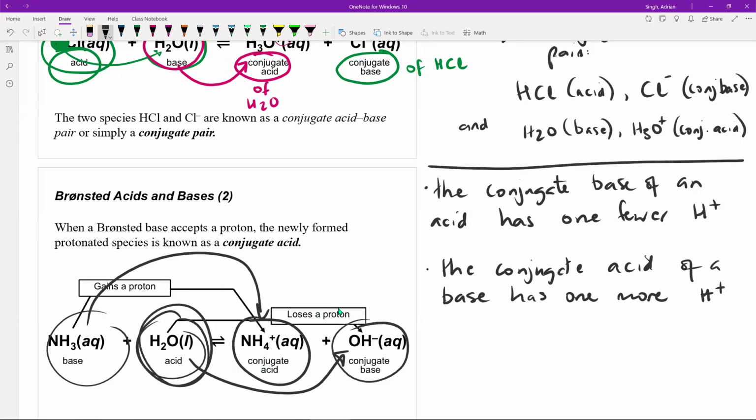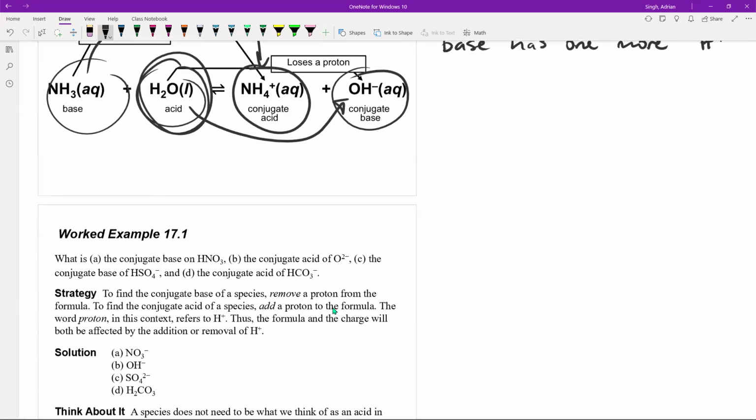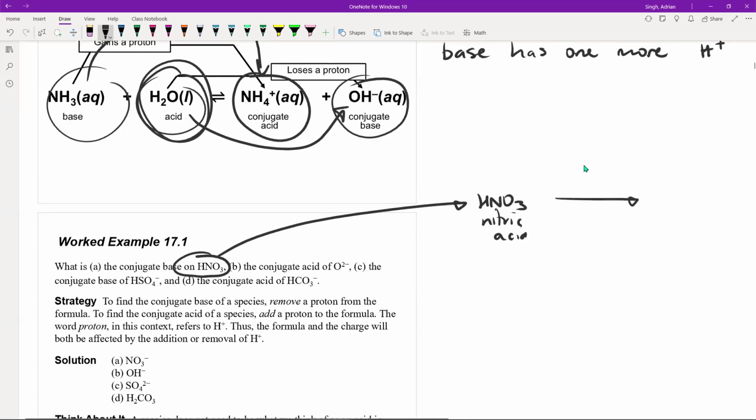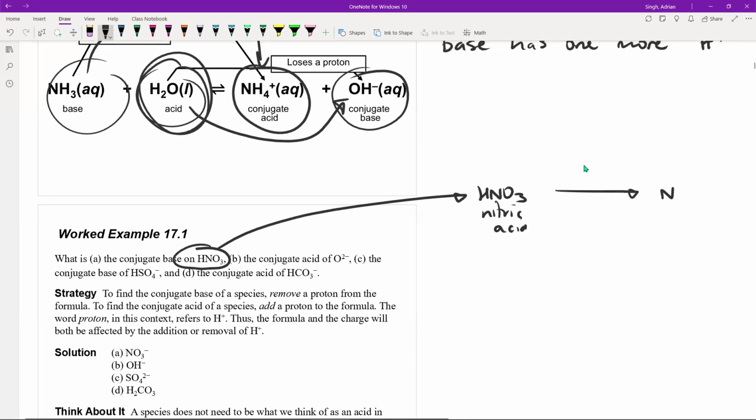For a given reaction, for example, we can say what they are, or as in this case here, it says what is the conjugate base of HNO3? It's HNO3, that's nitric acid. Here, the conjugate base of this, if we go back up here, is going to have one fewer H plus. So we take away an H plus from this, we end up with NO3. We take away an H plus from something that's overall neutral, so that NO3 has to have a negative charge.